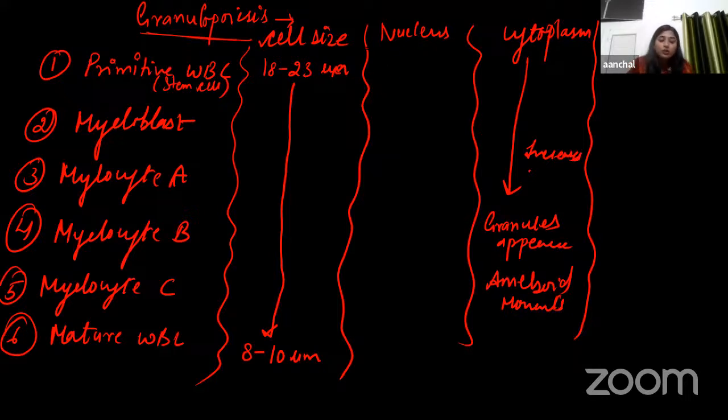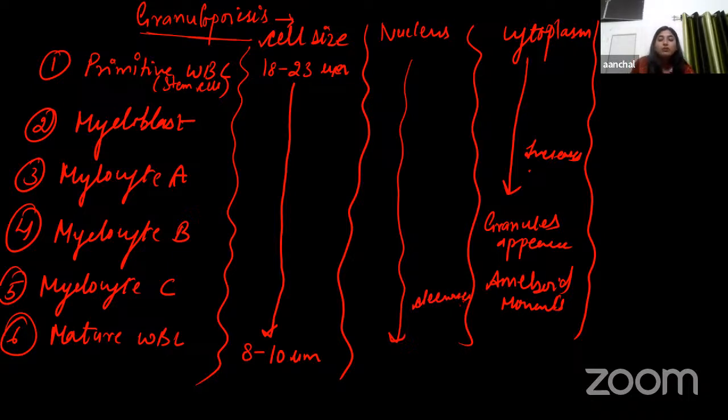Okay, now talking about the nucleus. In the primitive stem cell, the size of the nucleus is very great, but as the stages proceed, the size of the nucleus will get decreased.